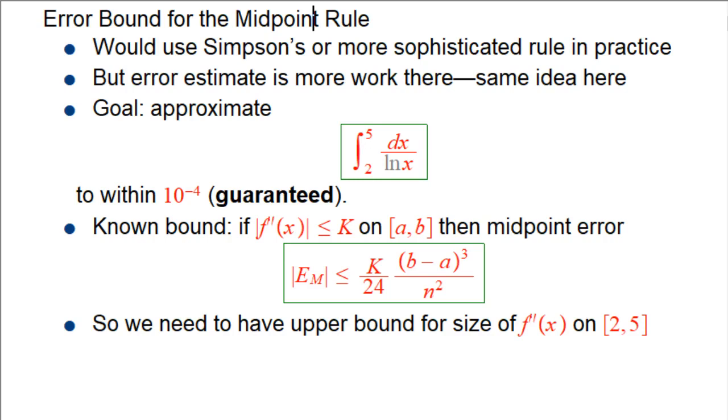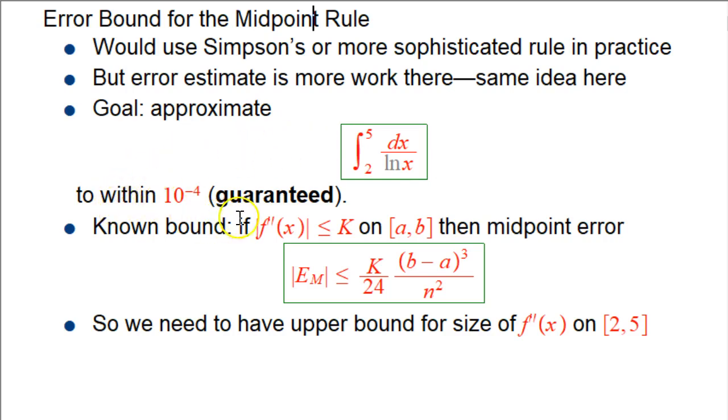So we're going to look at the midpoint rule. Our goal specifically is we've got an integral from 2 to 5 of dx over ln x. This is one of the many integrals where you just can't express the antiderivative in an elementary form with polynomials and e's and roots and things like that that are familiar. And so the best way to do this is some sort of numerical method. And we'd like to get an approximation.